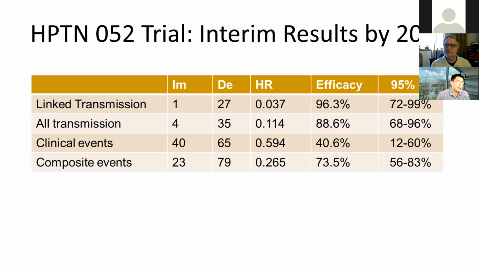So we observed 23 events from the immediate arm and 79 from the delayed arm, and the hazard ratio was 0.265, with efficacy estimated to be 73.5%. We actually used those composite events to monitor this trial and to decide when the interim analysis should be done.